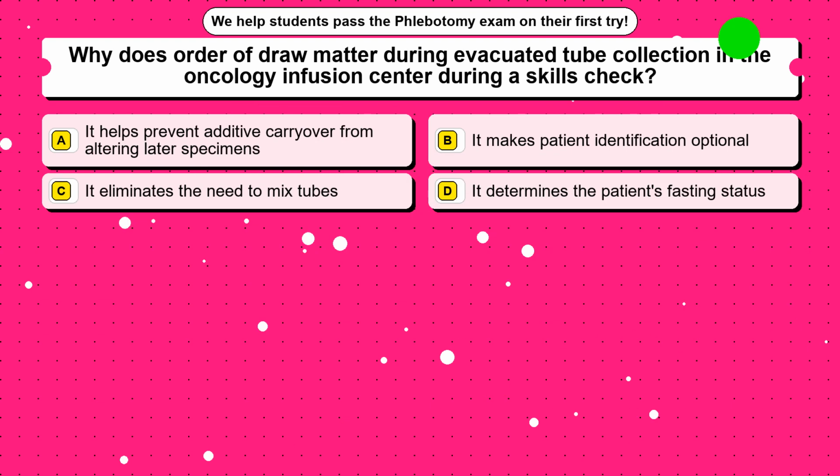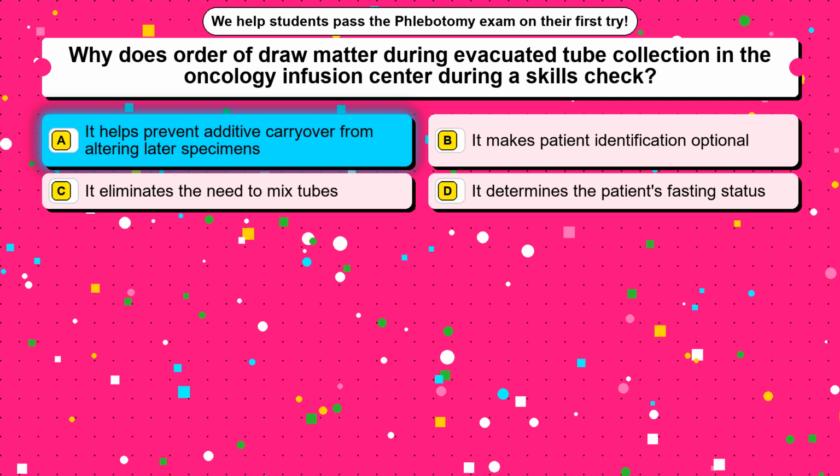Question 44. Why does order of draw matter during evacuated tube collection in the Oncology Infusion Center during a skills check? Option A. It helps prevent additive carryover from altering later specimens. Option B. It makes patient identification optional. Option C. It eliminates the need to mix tubes. Option D. It determines the patient's fasting status.